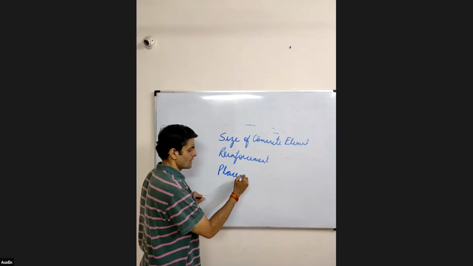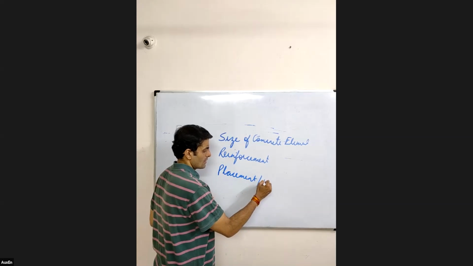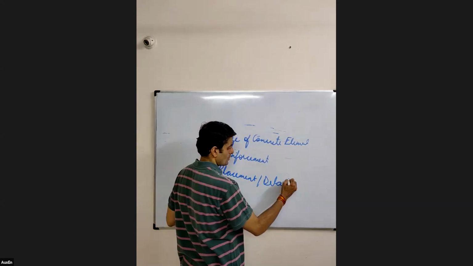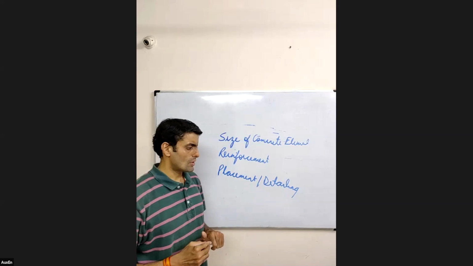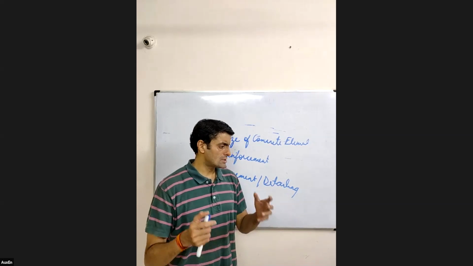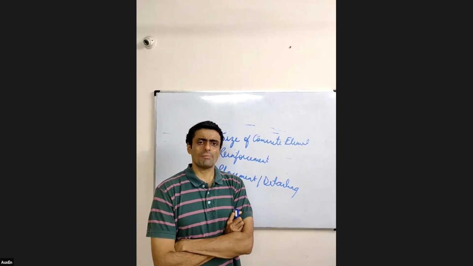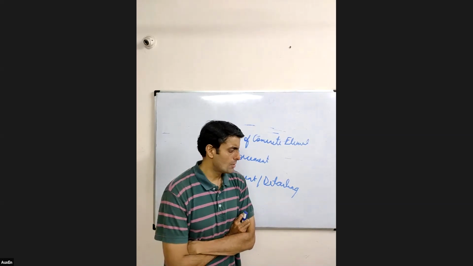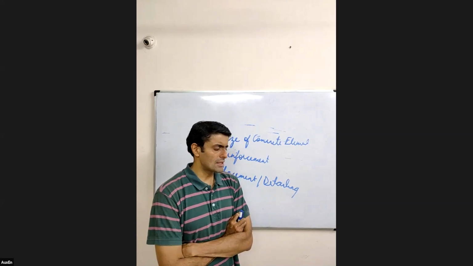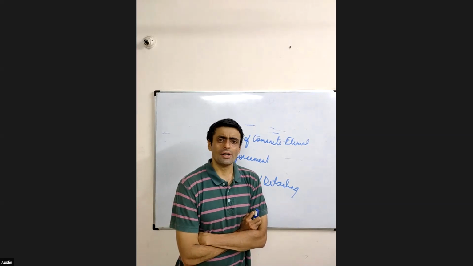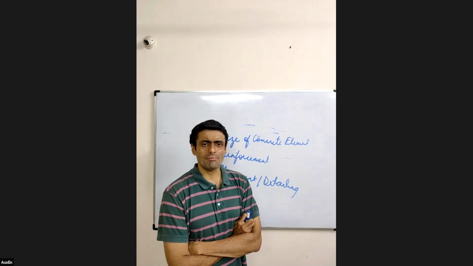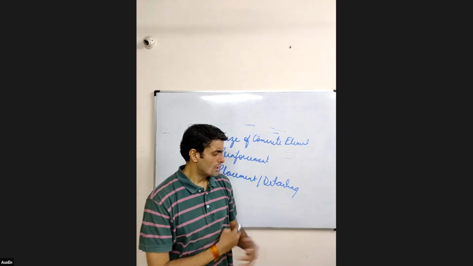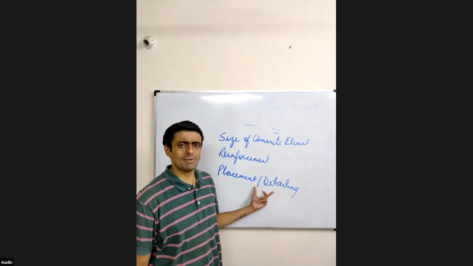And then I also need to know about the placement of my reinforcement. Or I will say I also need to finalize my detailing. So what do I mean by placement? Whether the steel I need to put at the top or at the bottom, or at the sides, or in the form of links, or in the form of straight bars or bent up bars. So these all are about placement and detailing.